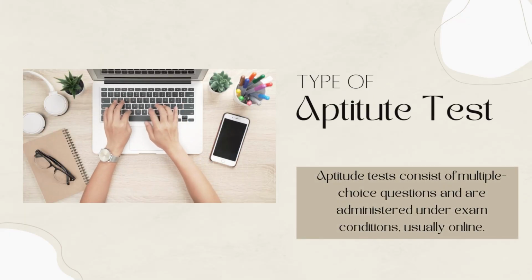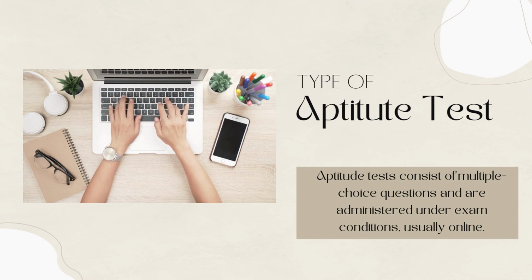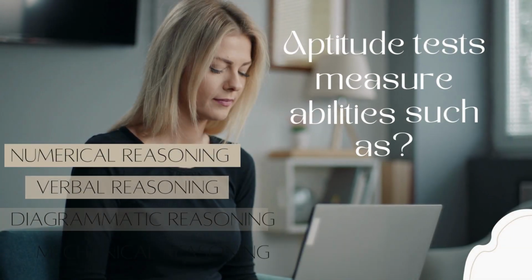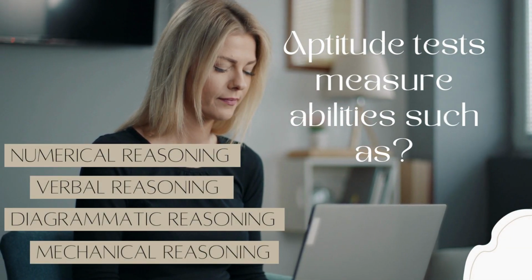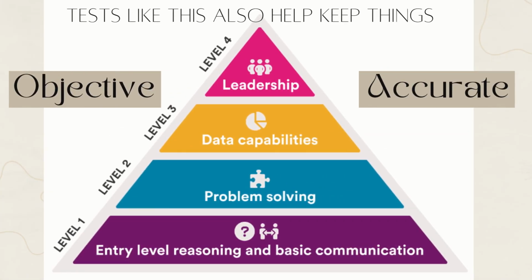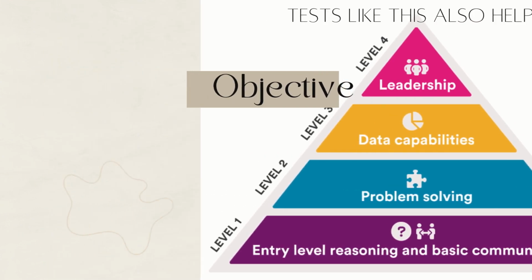Thanks to my partner Siti Kamisa, I am Muhammad Firdaus and will continue this discussion about the types of aptitude tests. Depending on the skill being tested for, an aptitude test can have a number of formats: numerical, verbal, non-verbal, and abstract. By incorporating aptitude tests into the recruitment process, hiring managers can quickly filter out the candidates with the optimal mix of skills rather than having to interview them all individually to find out. Tests like this also help keep things objective and accurate, which benefits both the company and the candidate pool.